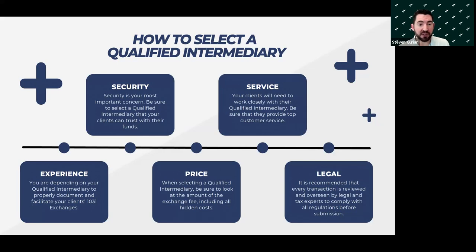And then obviously you want to make sure that every transaction is reviewed and overseen by an attorney or some sort of tax expert to comply with Code Section 1031, as well as the regulations for Code Section 1031 before it's submitted to the IRS when you report your 1031 transaction. That's essentially it. Those are the things you definitely should look out for in selecting a QI. You could go to the next slide.